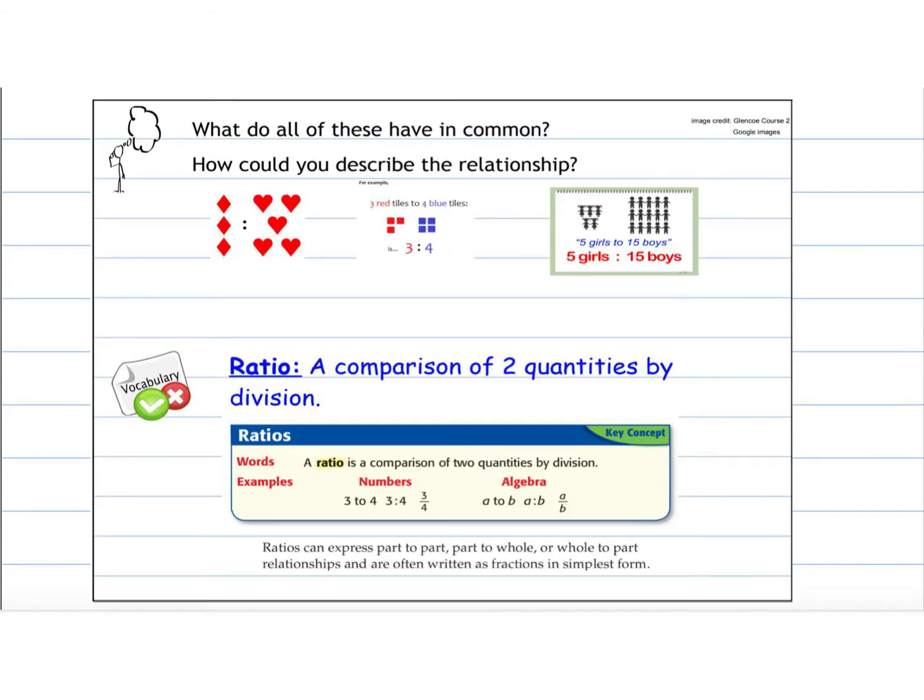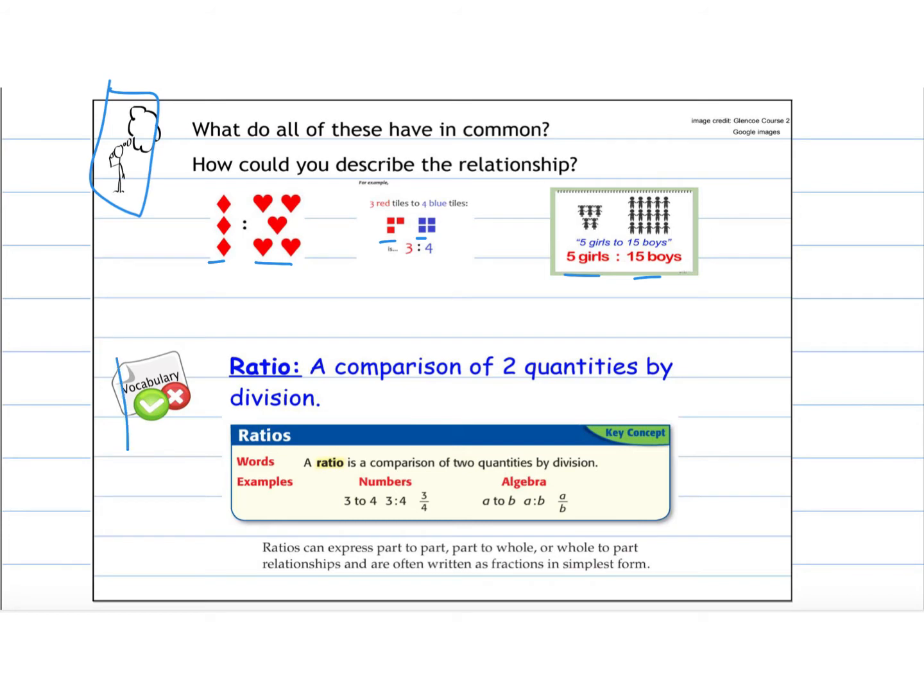Just something to think about here. What do all of these have in common, and how could you describe the relationship? So looking at these pictures, comparing diamonds to hearts, or comparing red tiles to blue tiles, or comparing girls to boys. What do all of them have in common?